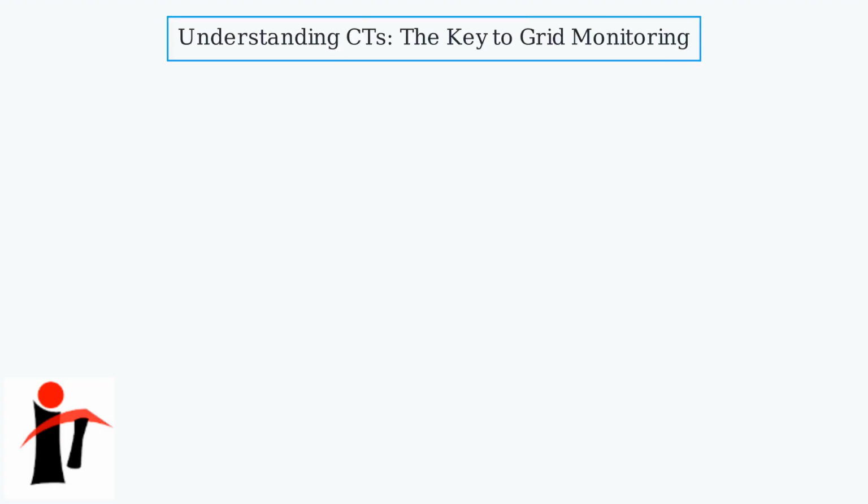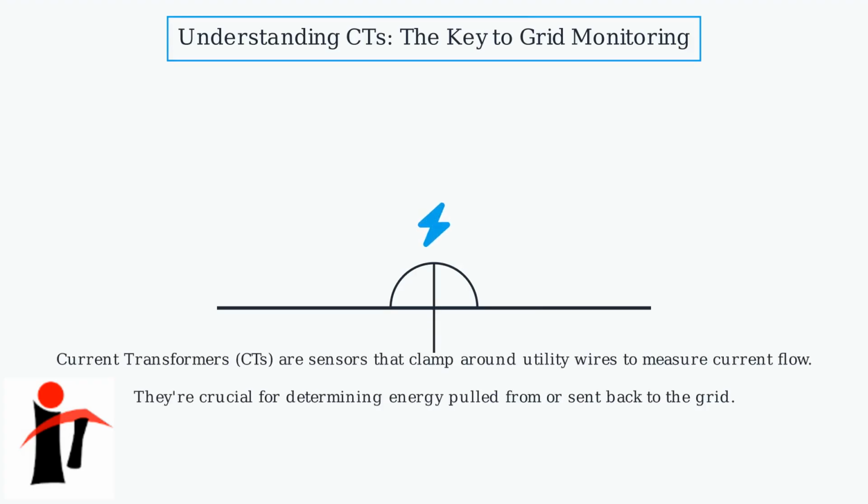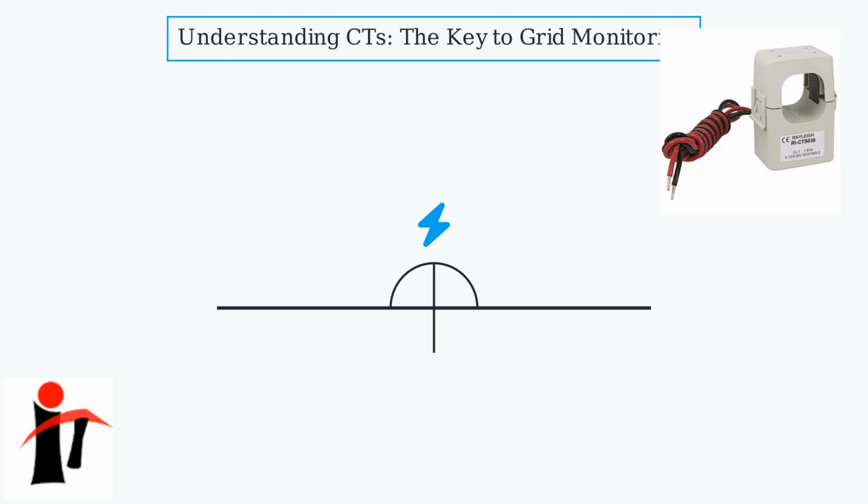Current transformers, or CTs, are sensors that clamp around your utility wires to measure current flow. They're crucial for determining how much energy you're pulling from or sending back to the grid. CTs work by measuring bidirectional current flow and outputting a proportional voltage signal for accurate monitoring.